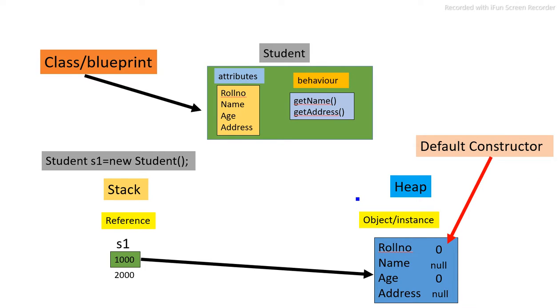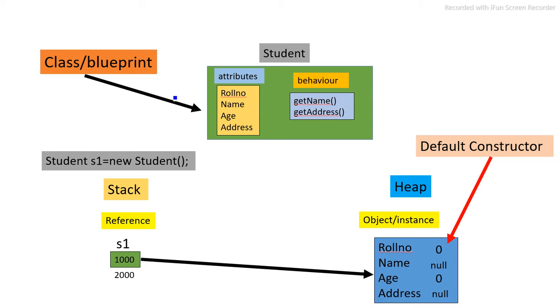What happens when an object gets instantiated, meaning loaded? For example, this is a class, which is a blueprint, and then the object student, which has attributes and behavior. Attributes include roll number, name, age, address, and behaviors include get name, get address. Now, Student s1 = new Student, so this is the object.